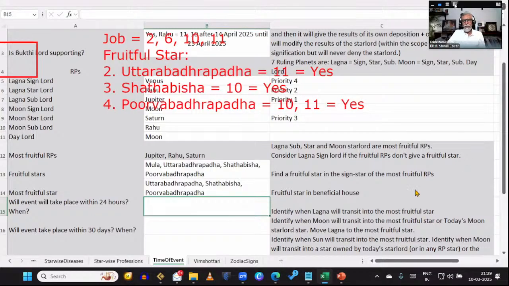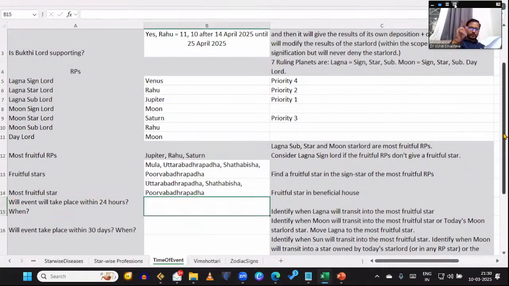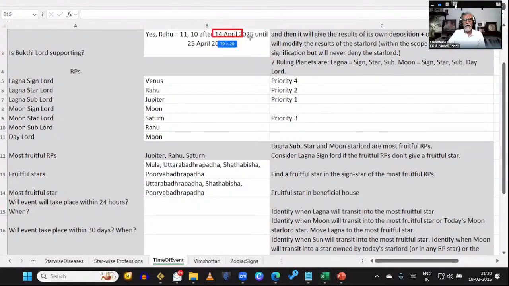Now the next question is, will the event take place in the next 30 days, in the next 24 hours? No. Why? Because we go up to the 14th of April. Until the 14th of April, there is absolutely no chance.